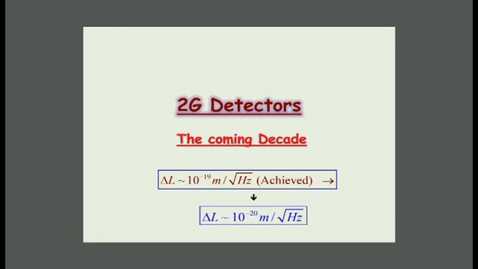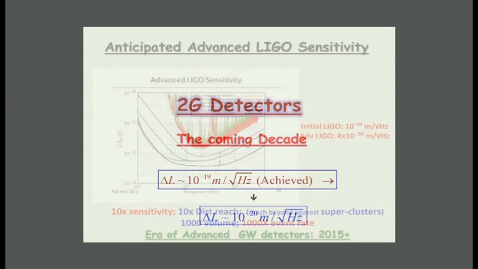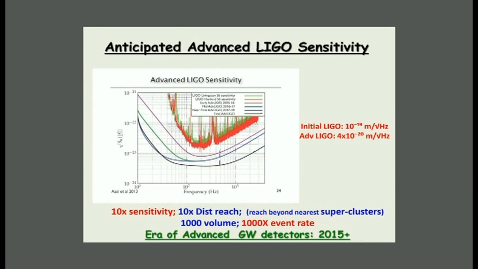The detectors which had achieved this sensitivity, we want to improve it by a factor of 10. And this is exactly what is called the advanced detectors. So the advanced detectors will achieve higher sensitivity by a factor of 10. And if your sensitivity goes up by a factor of 10, you can see 10 times further, which means you can see 1000 times the volume, and therefore if you have a homogeneous universe, you can approximately say that you will see 1000 times the event rate.